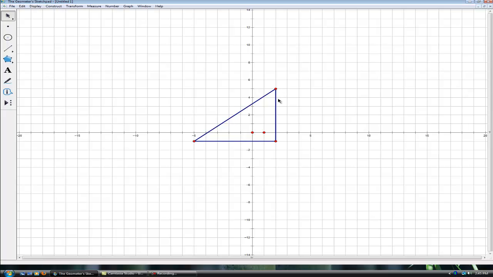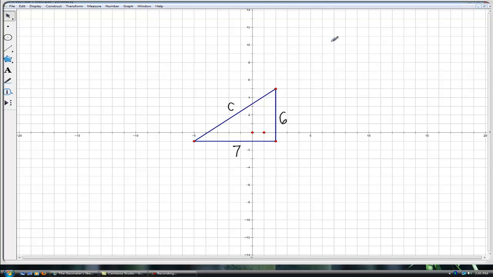We can just sort of count the spaces, right? 1, 2, 3, 4, 5, 6. Distance is always positive, so one leg has a length 6. And now let's count these. 1, 2, 3, 4, 5, 6, 7. 7. Now, if we want our hypotenuse, Pythagorean theorem says 6 squared plus 7 squared equals c squared.